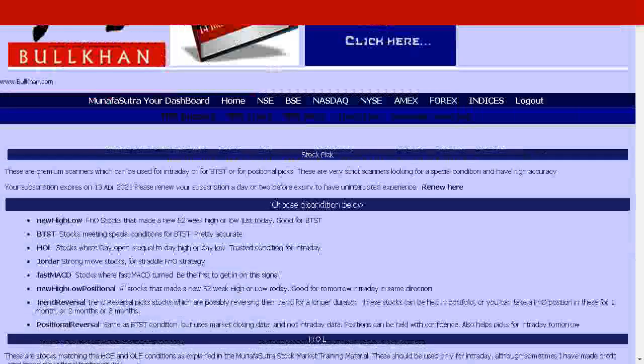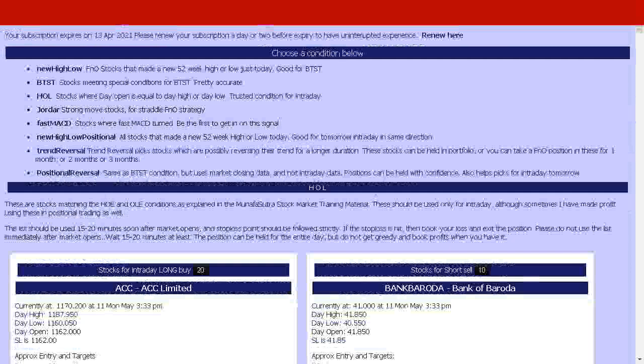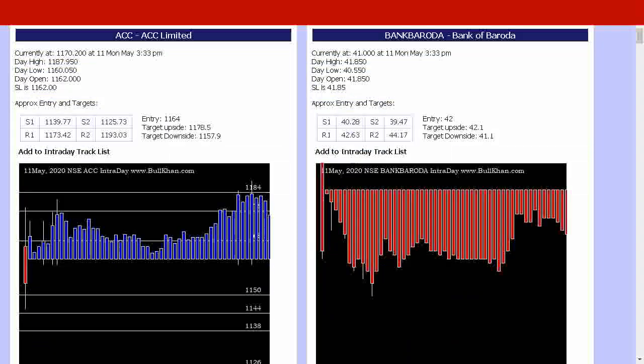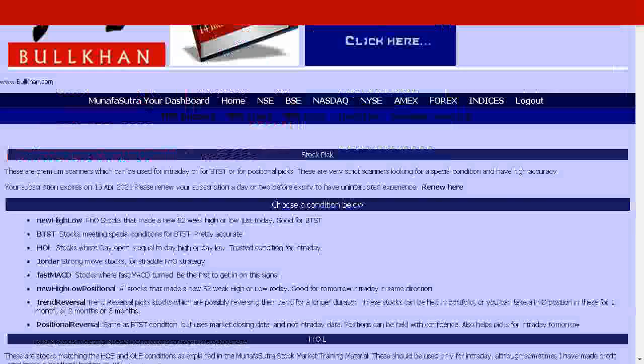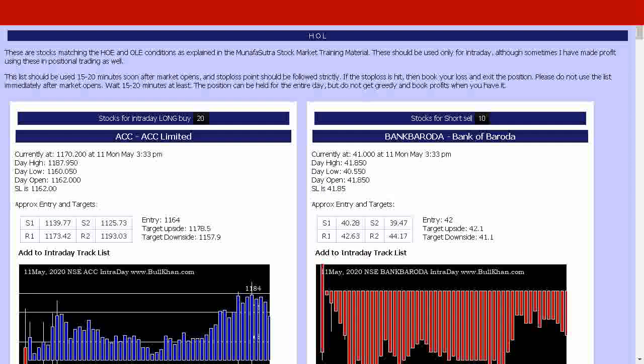If you already have the Munafa Sutra ebook, you can read the details of the strategy in that book. That is a very practical book for stock market trading. It is written by traders like me and some others. We all have more than 15 years of experience in stock market trading. We wrote that book for practical trading. It has some theory also, but 90% of the book is practical approach to trading.